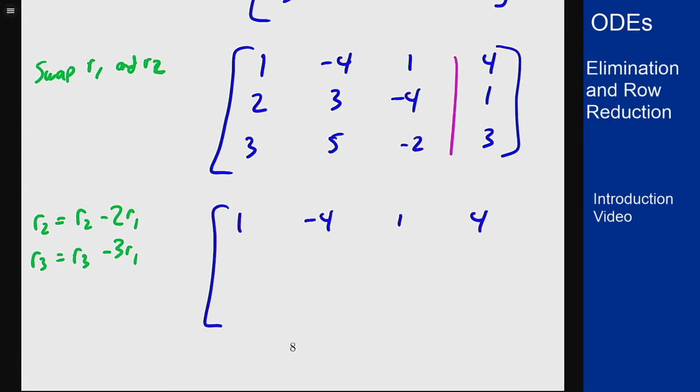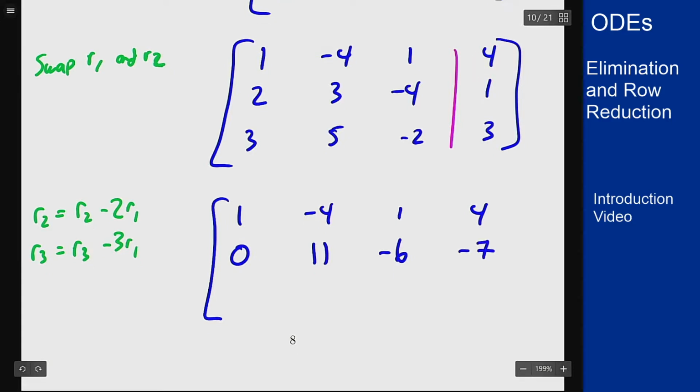If I take row 2 and subtract 2 copies of row 1, I'm subtracting 2 from that first entry, that puts a 0 here. The second spot will be 3 minus 2 times negative 4, which is 11. The third spot will be minus 4 minus 2 times 1, which is negative 6. And on the right side, I get 1 minus 2 times 4, which is going to be a negative 7.